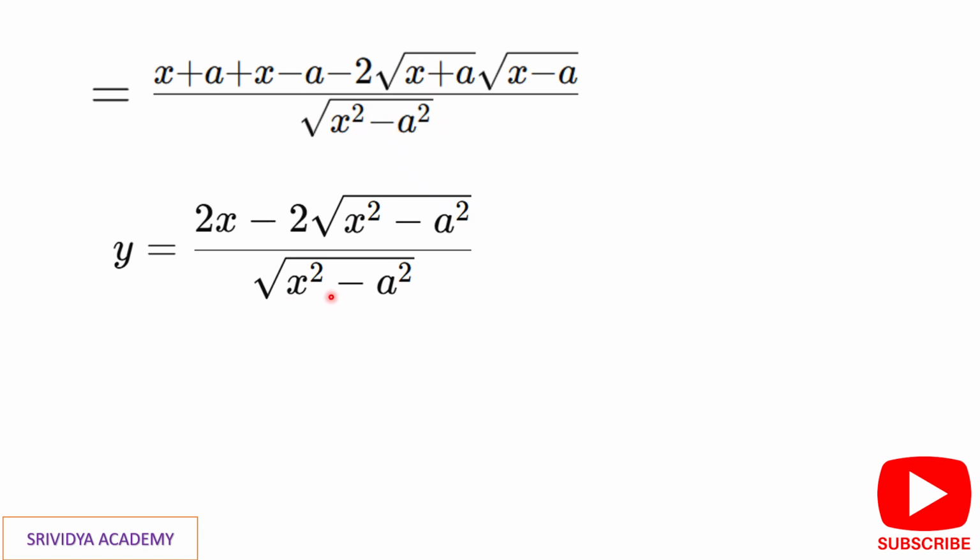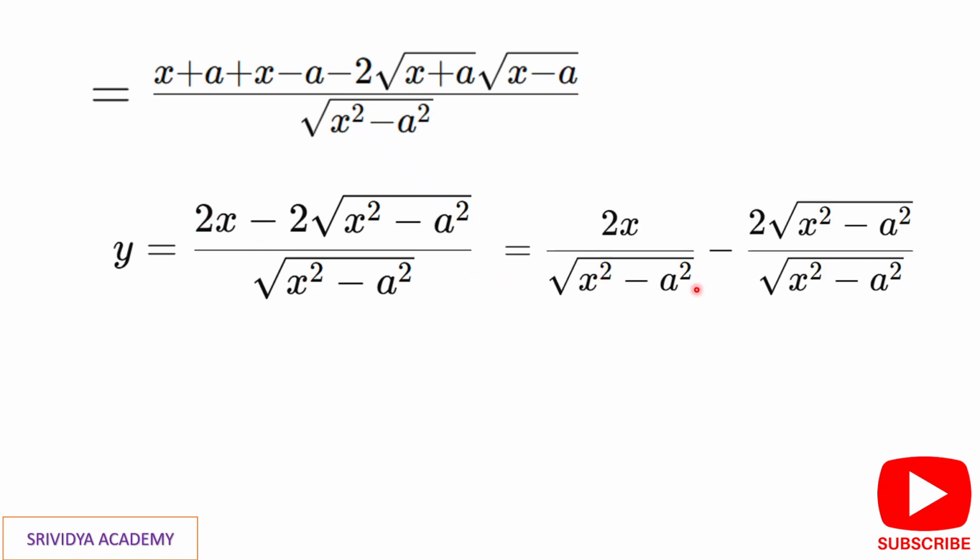Let us simplify further. We have 2x by root of x square minus a square, minus 2 into root of x square minus a square by root of x square minus a square. Here x square minus a square is eliminated. Therefore, y is equal to 2x by root of x square minus a square, minus 2.